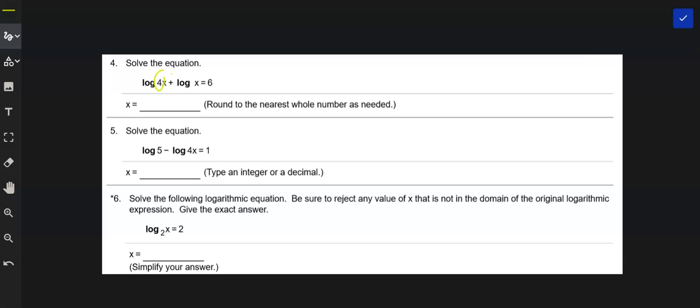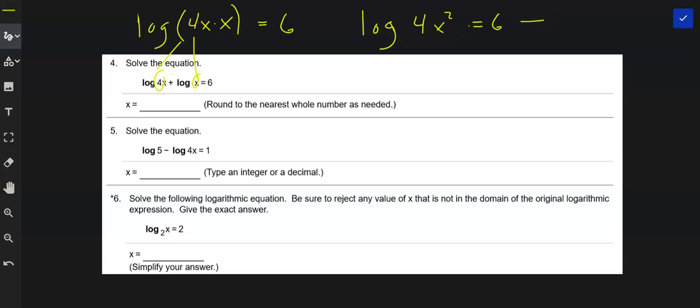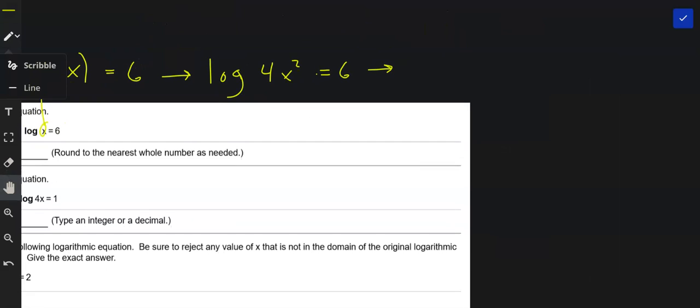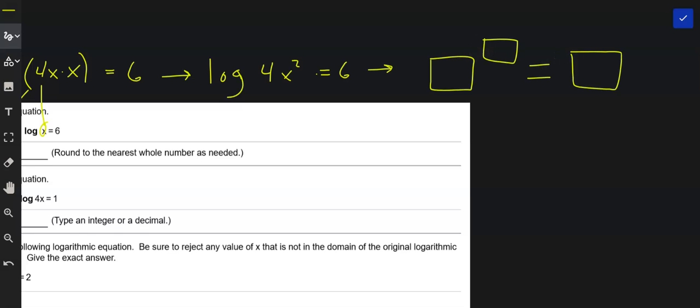So the 4x and the 1x get multiplied together because of the property about addition. So that would be log 4x squared equals 6. And, of course, then we will have to change that to its exponential form. Something to the something power equals something. So the base is 10. That's right, because you don't see it right there, right? The exponent, which is what logarithm means, is 6. Ooh, 10 to the 6th.